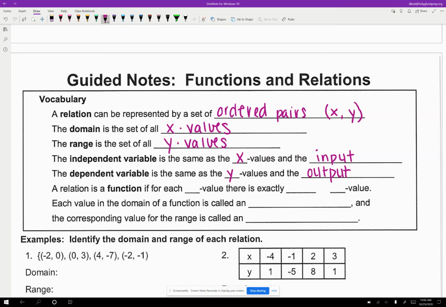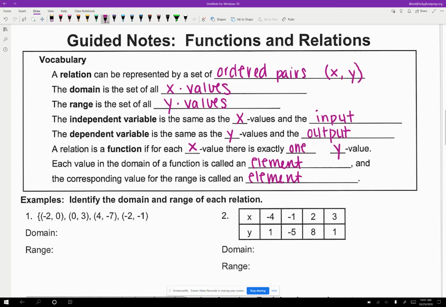Now, a special type of relation is called a function. And something is a function if for every x value, there is exactly one y value. So every x is matched with just one y value. And then the last thing is that each value in the domain of a function is called an element. And same thing for range. So these are just our vocab words, and I'm going to show you what they actually look like as we go through our notes.